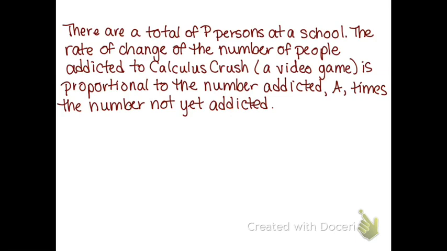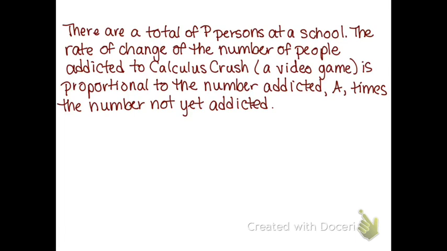There are a total of P persons at a school. The rate of change of the number of people addicted to Calculus Crush, an awesome video game, is proportional to the number addicted, A, times the number not yet addicted. Okay, so we don't need this first statement yet. There's a total of P persons at a school. That'll come in just a second.